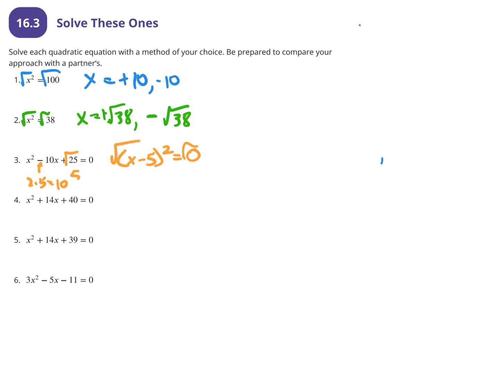I take the square root of both sides. I get x minus 5 is equal to 0. And then adding 5 to both sides gives me x equal to 5. And I'll do the next one on the next page.